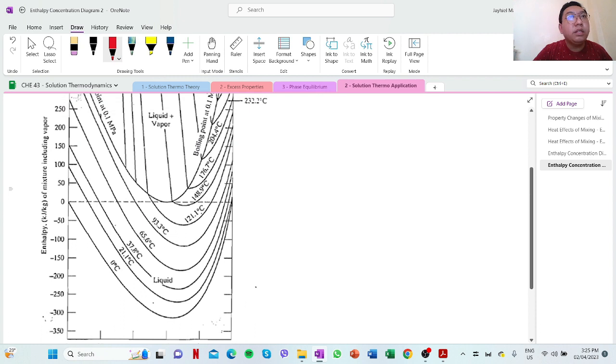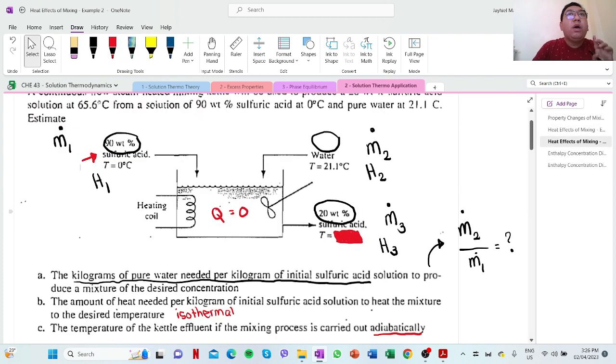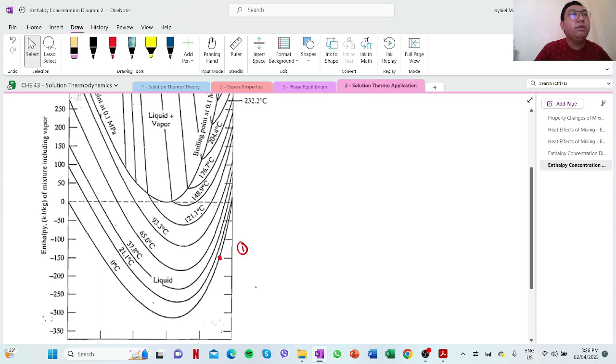0 degrees, right? So here, there. So I'm assuming it's there. Okay, and this is the stream one. Stream number two is water at 21.1 degrees Celsius, 0 weight percent. So the 21.1 isotherm here and 0 here.